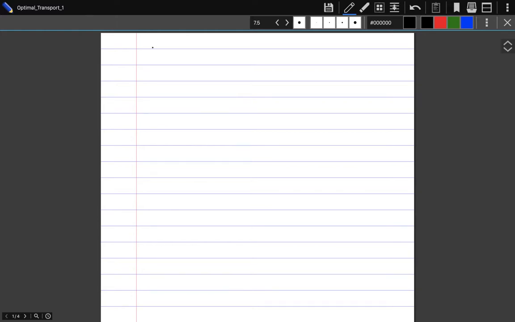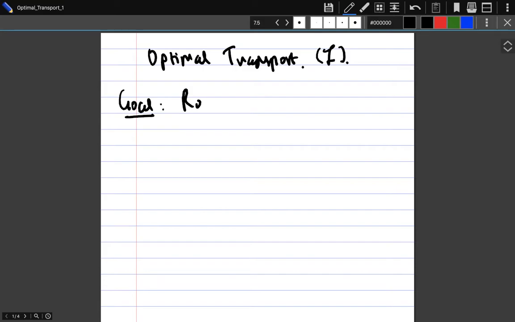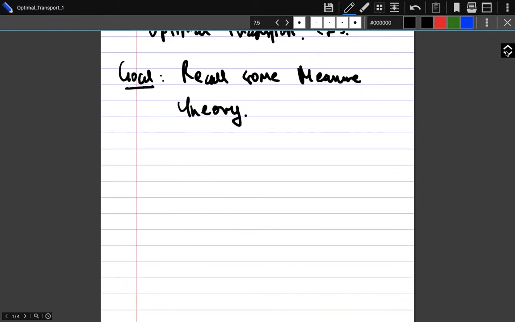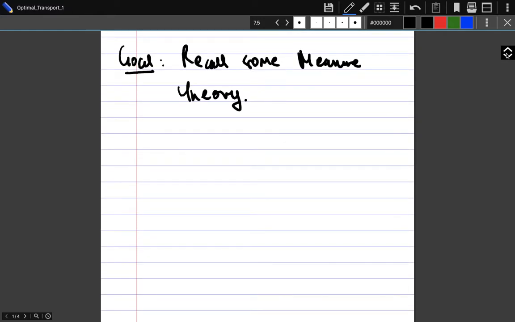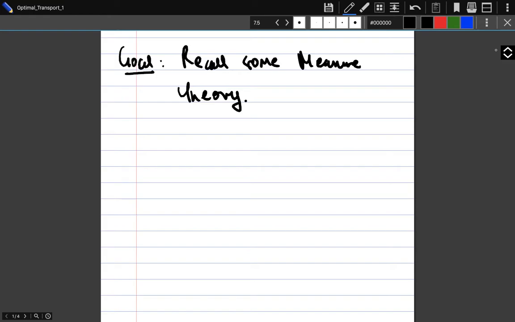Okay, so I'll be talking about optimal transport. And this is part one. Here the goal is to recall some measure theory, basically. It's going to be pretty standard for people who've seen measure theory, but if you're new to this, then perhaps you need to just look at any standard book, and that should work.